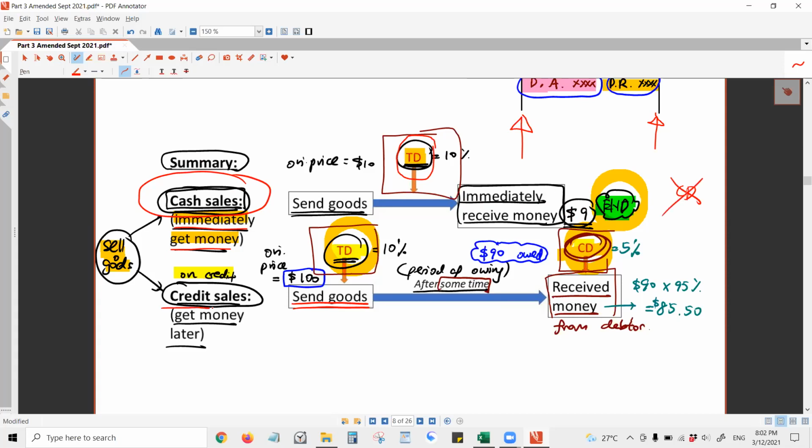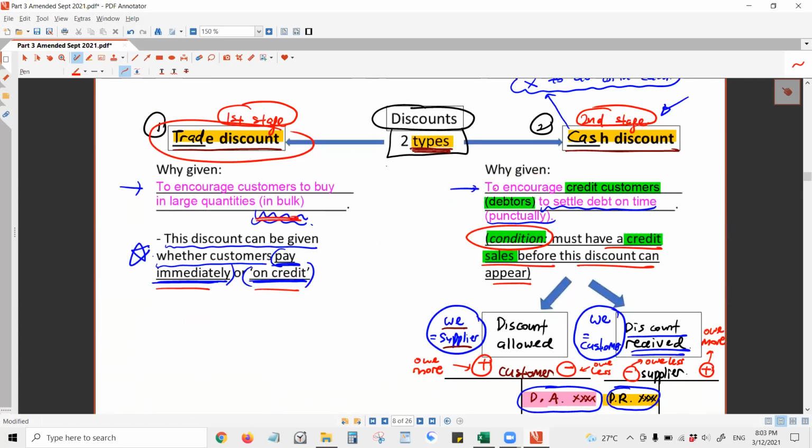On the other hand, for credit sales, there can be two stages of discount: number one, trade discount, followed by the cash discount. So the conclusion is this: only when you sell goods on credit is it possible for you to see the two stages of discount. Otherwise there would be just one stage of discount, the trade discount, for selling goods and getting money on the spot. So these are what we went through the other day.